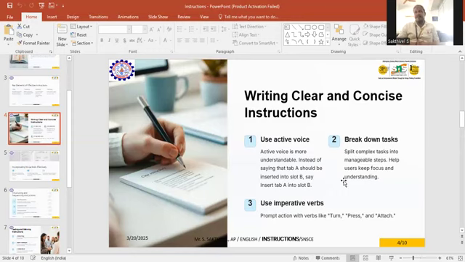Next, break down the tasks. So how do we break down a task? Split complex tasks into manageable steps, which helps users keep focus and understanding. Yes, a complex task must be broken down into a step-by-step process so that we can take one step after another and complete it one by one. Because putting hands on all the tasks parallelly is not easy, not manageable, and not advisable. As the saying goes, jack of all trades becomes master of none.